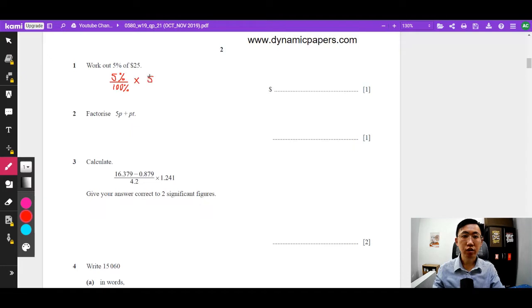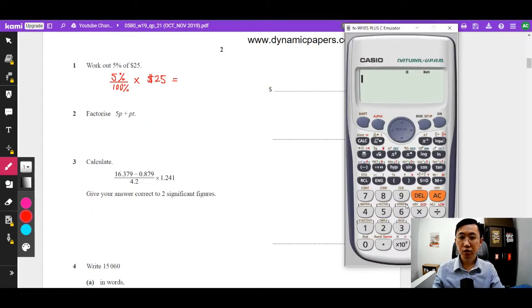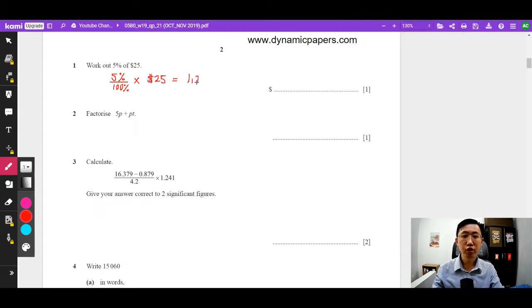Multiply with your dollar, so write 25, and now I need the help of the calculator. 5 divided by 100, press equal first, then I multiply with 25. Then I need to press this button S to D, and you get 1.25. So I'm going to log in the answer 1.25, write the unit, and log in the final answer one more time, 1.25.